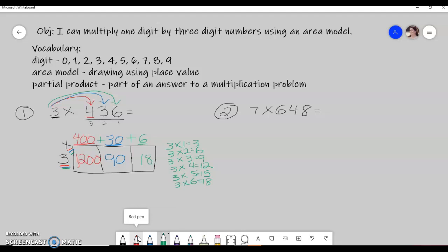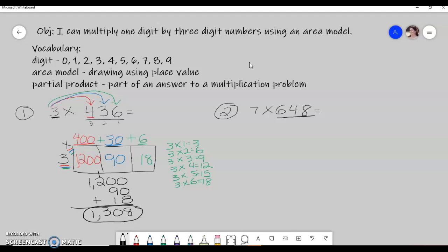Now I'm going to take all of these partial products and add them up. It's really important to line them up correctly. 1,200, 90, 18. Eight, 10, 3, and 1. Our answer is 1,308.